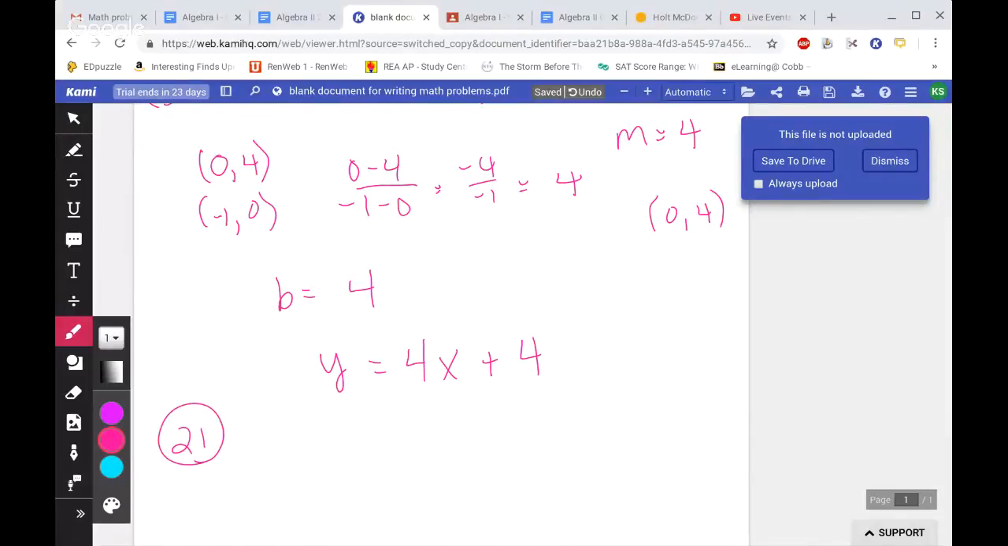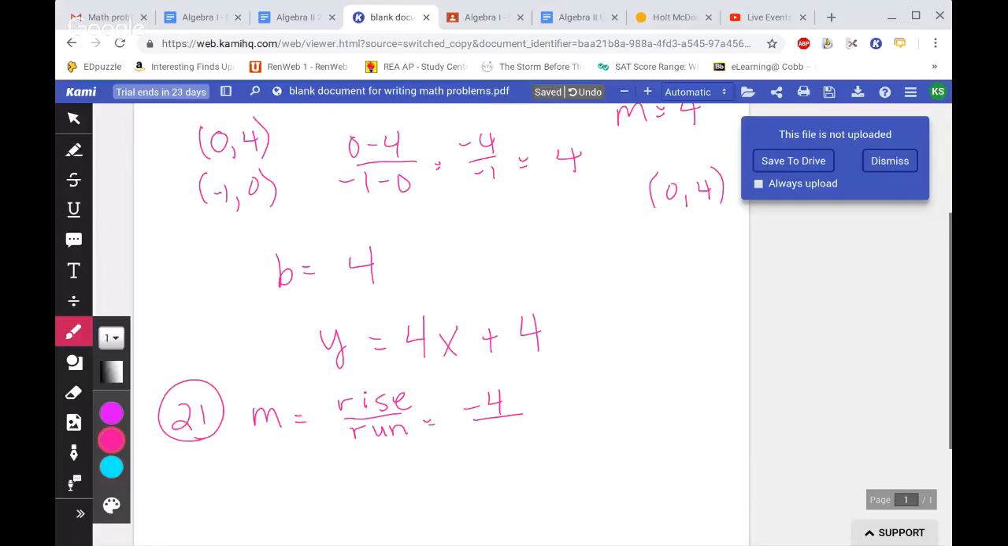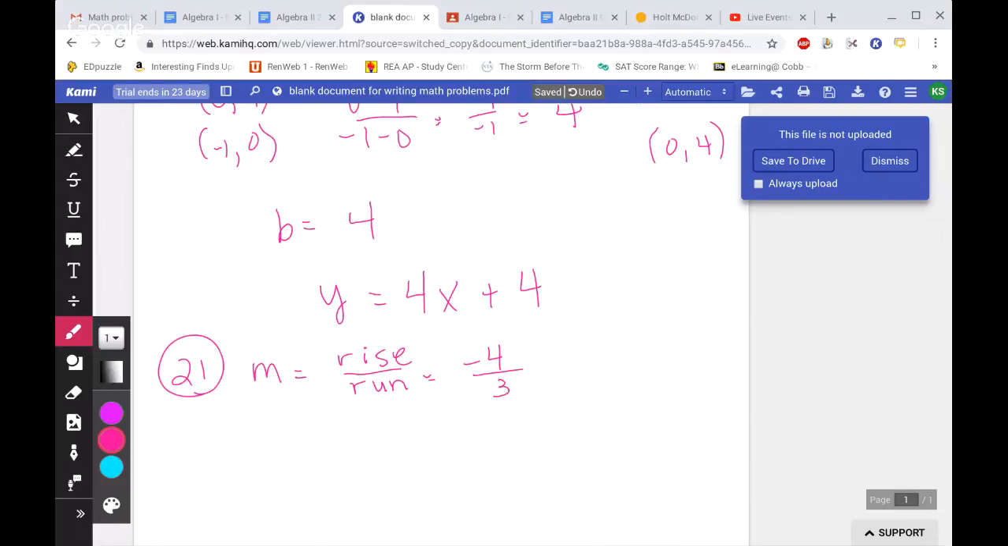Okay, so now number 21. What is my rise going to be? -4. Good job. -4. Because on this one, we're going to travel one direction negative and one direction positive. Okay. So now what is my run? 3. Good job. So I have my slope.